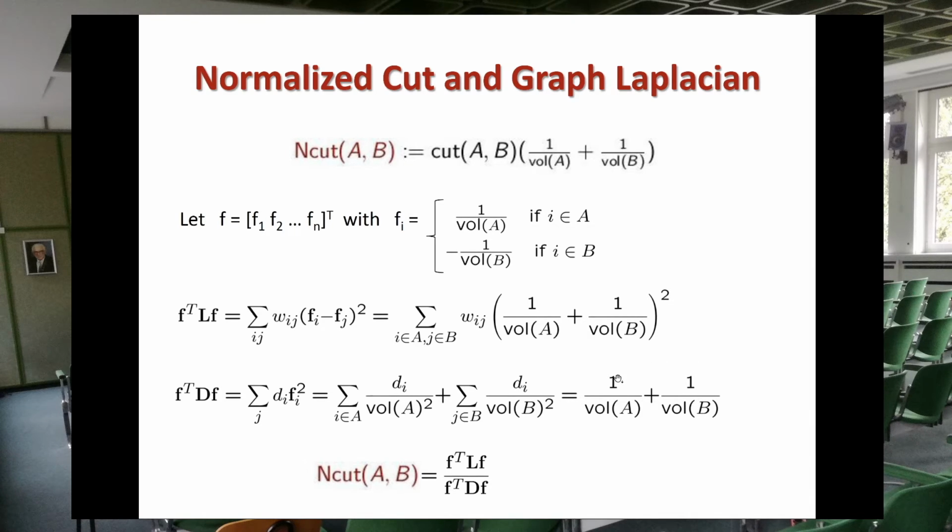So if we divide this expression over this one, one of these will be cancelled out by this denominator, and then we will get to the expression that we initially defined as the normalized cut. And that's exactly what we do here. We now define the normalized cut as this product over this product.